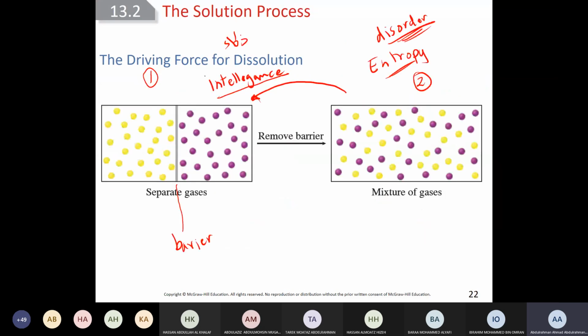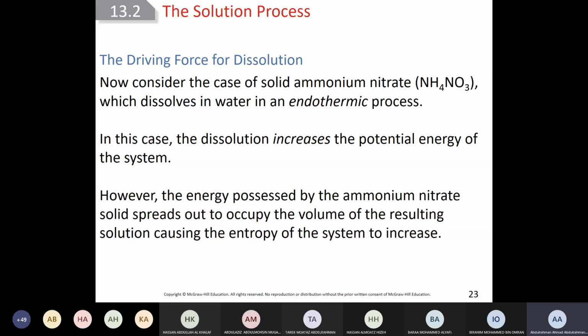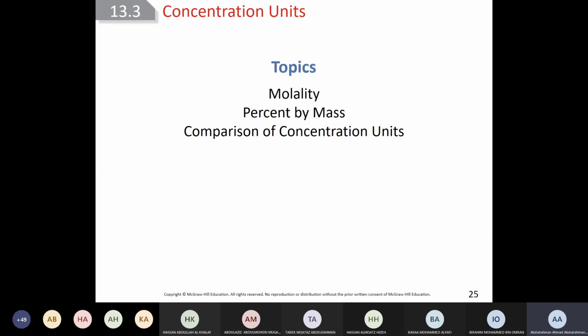Done with entropy. Now we're going to define certain concentration units, and I want you to write all these concentration units and be able to define them. What's this letter? We took it before. Molarity. What's molarity? Moles over volume. Moles of what? Solute. Volume of the solution.